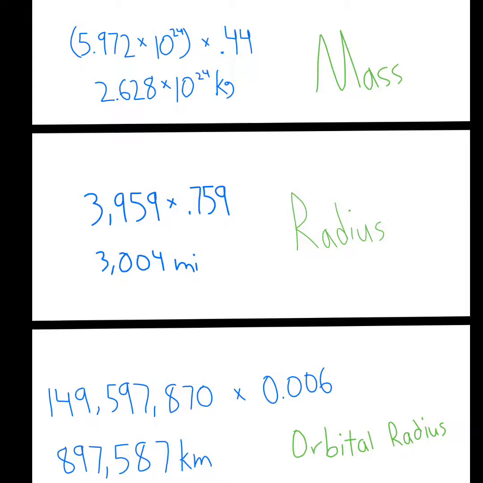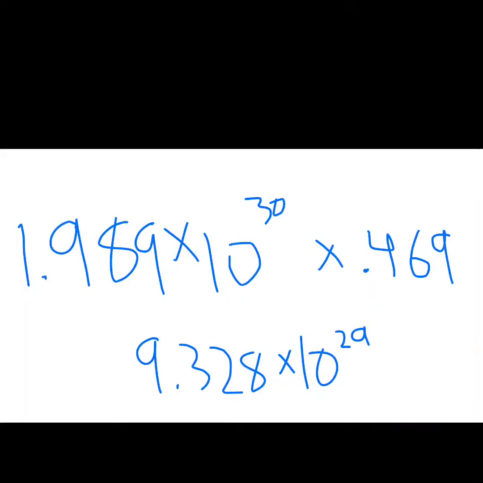KOI 55's orbital radius is 0.006 AU. AU, or astronomical units, are the units used for the distance between Earth and the Sun. The distance between the Earth and the Sun is 149,597,870 kilometers. So I multiplied that by 0.006, finding out that the orbital radius of KOI 55 is 897,587 kilometers.